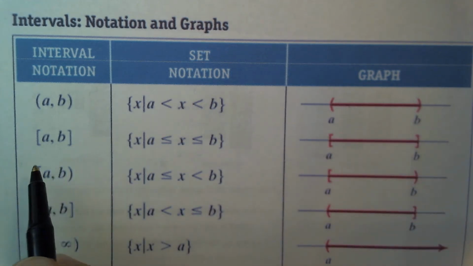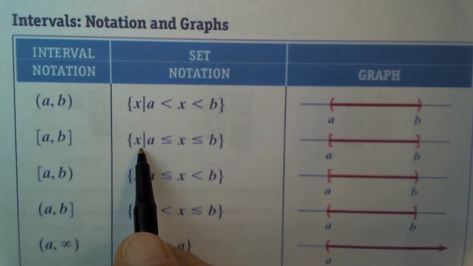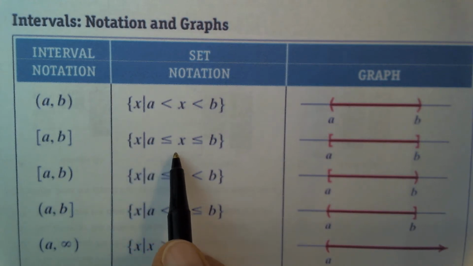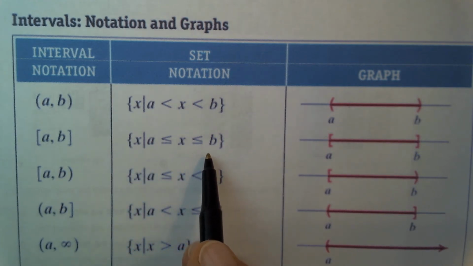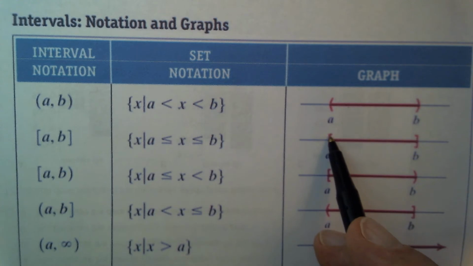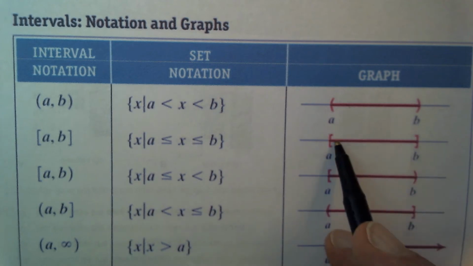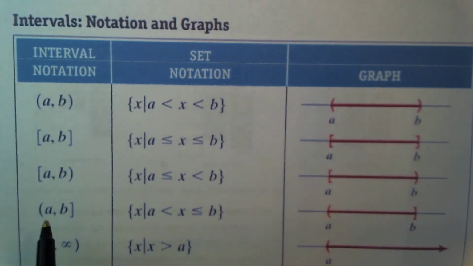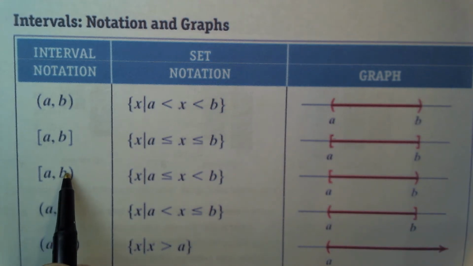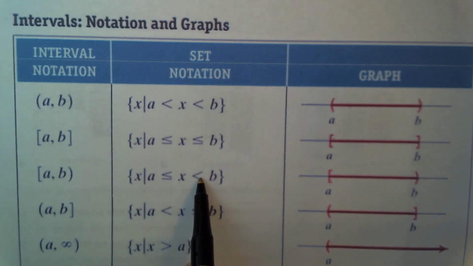Similarly, when we have brackets, a comma b, that means the set of all x such that a is less than or equal to x and x is less than or equal to b. So now we are including the endpoints. And in a similar way, we now use brackets to limit the interval in the graph. So we have a bracket here and a bracket there. Then we can have a combination. The interval including a and going to b, not including b, would be the set of all x such that a is less than or equal to x and x is less than b.